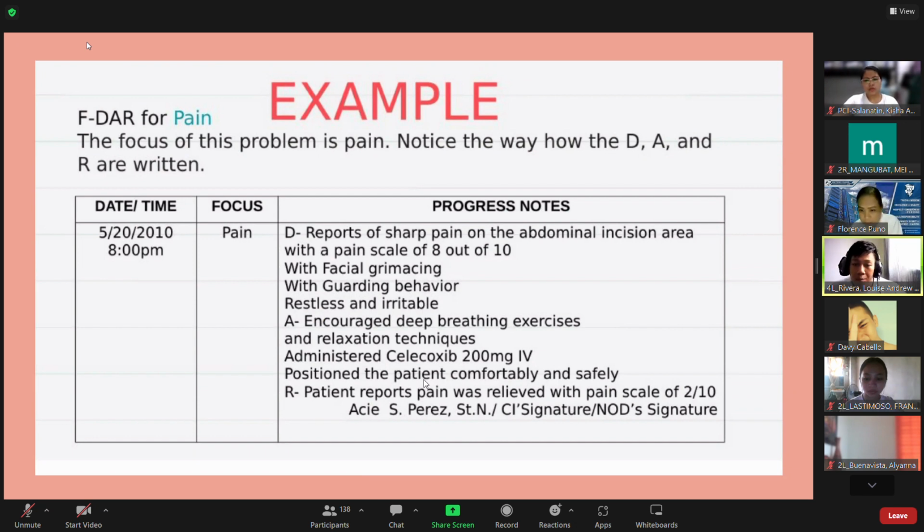So pain. The focus of this problem is pain. So notice the way how the DAR are written. So ganito yung siya i-write. So first, of course, katulad sabi ko kanina, first column, date and time. So here it states that it was done in May 20, 2010 at 8 p.m. So afternoon shift pa rin. Maybe the patient complained of pain. So masakit yung katawan niya.